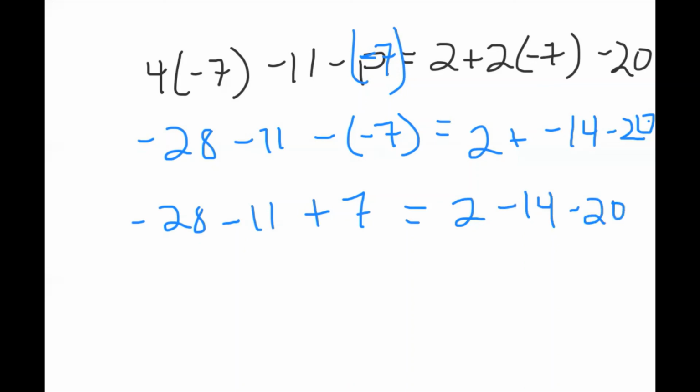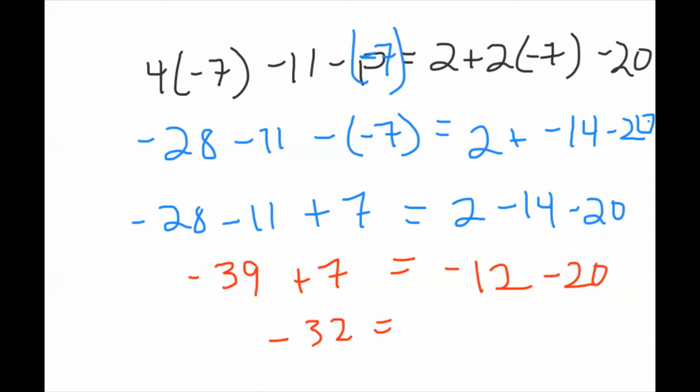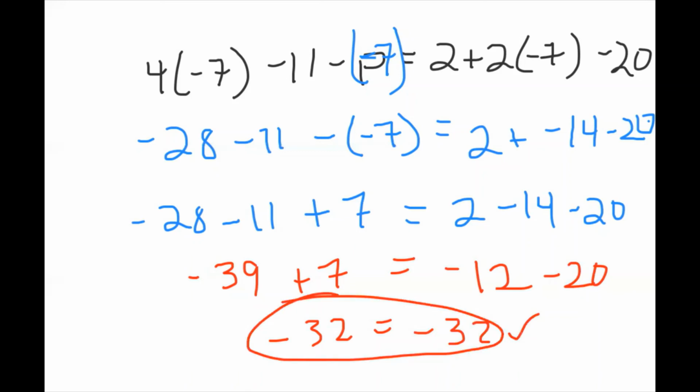All right, PEMDAS says I can do my subtraction and addition in order. So I've got -28 minus 11. That's going to give me -39. Plus 7, so -39 plus 7 is going to give me -32. So we have to make sure that's the same on this side. 2 minus 14 is going to give me -12 minus 20. -12 minus 20 gives me -32. Both answers are the same, so the equation is equal, which means -7 is our answer.